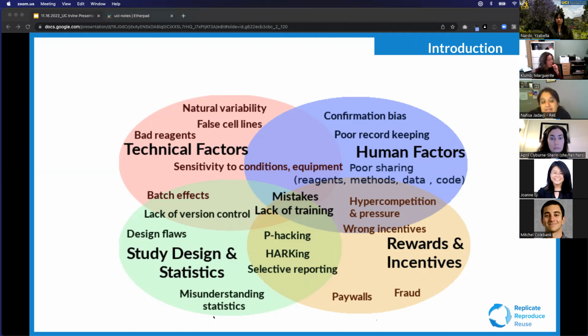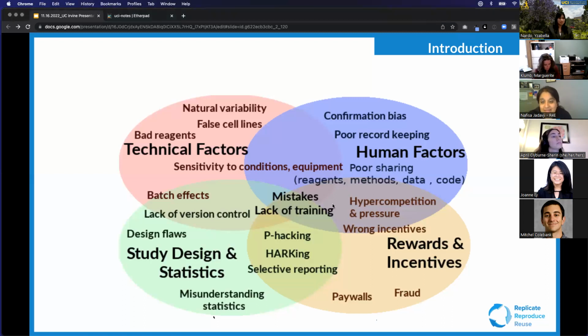So I think this is a good slide in terms of summarizing all the factors that play a role in decreasing reproducibility. Our goal with this workshop is to try and give you some tools that may help you avoid some of these factors.